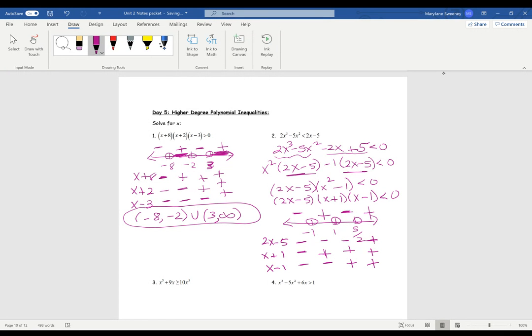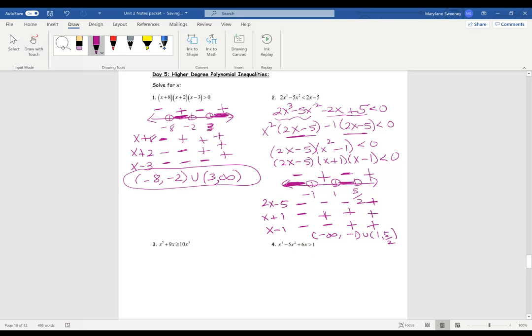Now, less than 0, I want to know where the product of these three things is less than 0. So that's where I have negatives above the number line. So my answer would be negative infinity to -1 soft bracket, 1 to 5 halves soft bracket. Sorry, 1 to 5 halves. So I lost my 2 there. All soft brackets.